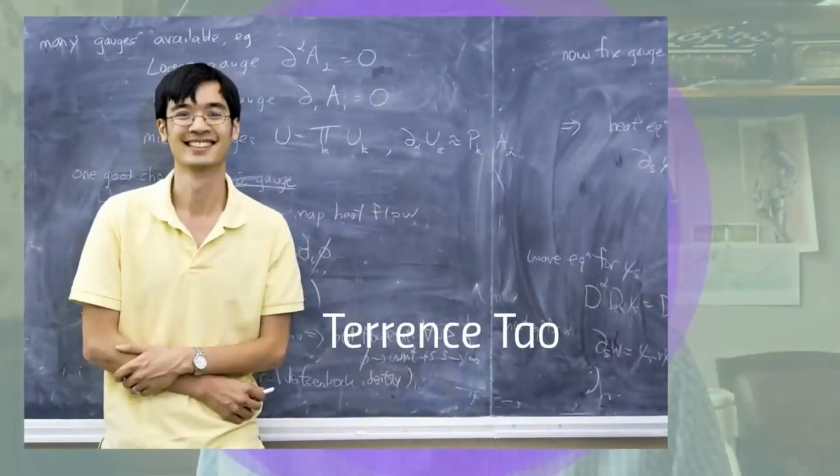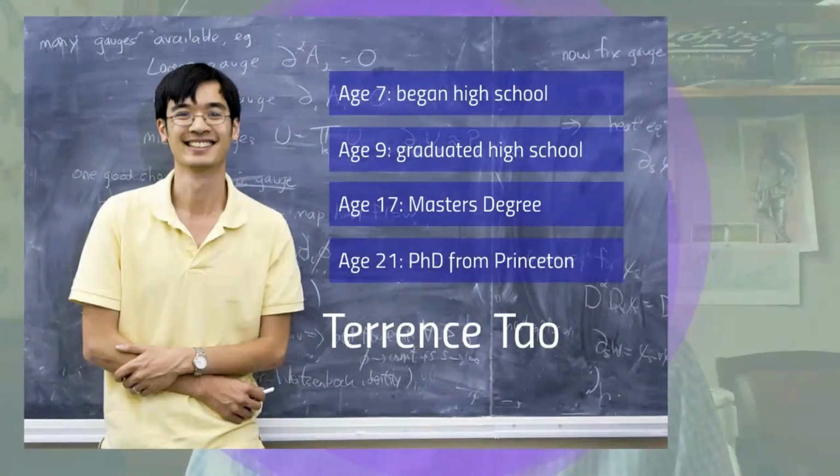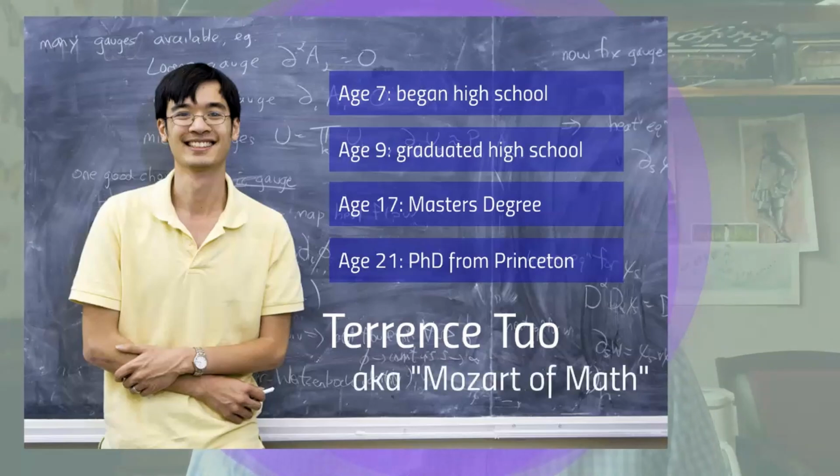Terence Tao. Terence Tao has this resume behind him. He began high school at age 7. He got a master's at 17 and a PhD at 21. He is known in math circles as the Mozart of math. He is quite an accomplished mathematician. He was asked once, by Sir Ken Robinson, how do you evaluate a PhD in math? And he said, well, there are 2 bits of criteria we look for.